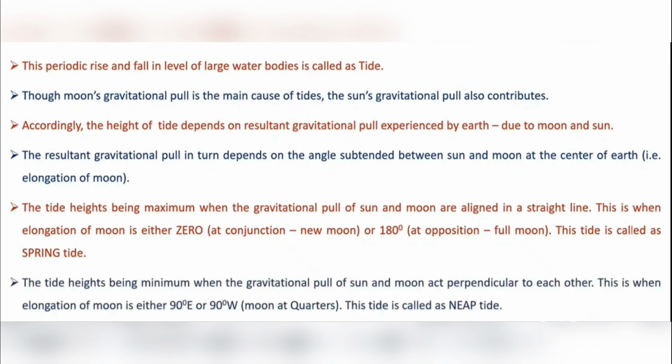The tide heights are minimum when the gravitational pulls of the sun and the moon act perpendicular to each other. This is when the elongation of the moon is either 90 degrees east or 90 degrees west, that is the moon is at quarters, the first quarter or the third quarter. This tide is referred to as neap tide.